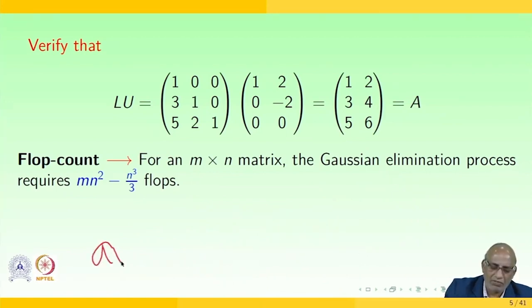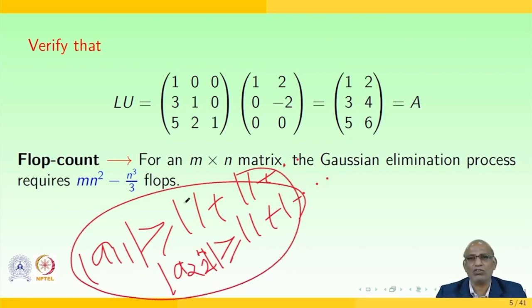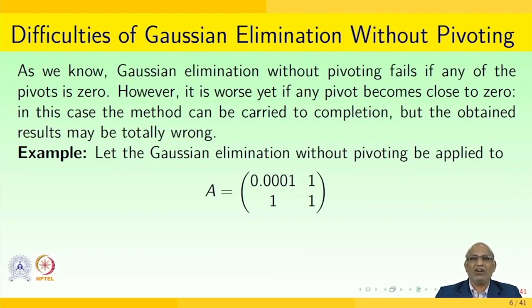That means absolute value of A11 should be greater than sum of the elements in that particular row. Absolute value of A22 will be greater than or equal to sum of the elements in that particular row. So if this happens for all the rows, then the matrix is said to be diagonally dominant. So if the matrix is diagonally dominant, certainly you can decompose the matrix A into product of two matrices L into U. On the other hand, if the matrix is not diagonally dominant, still one can make decomposition, but it is not certain. Now let us look into what are the difficulties of Gaussian elimination without pivoting.